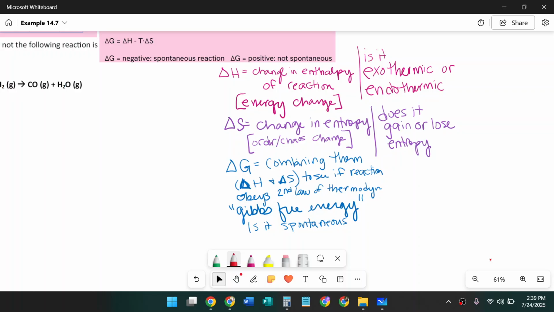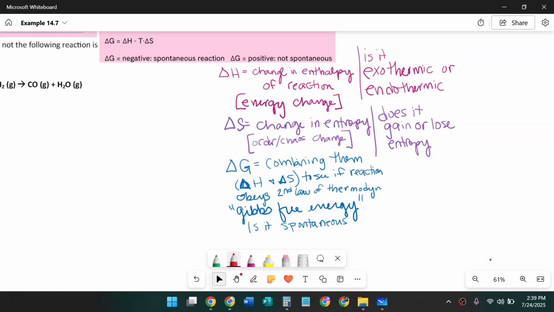And then the delta G, or the change in G, that's our Gibbs free energy that we just learned about, not law. That is combining the change in H and the change in S to help us understand whether or not this obeys the second law of thermodynamics. What it's finding out is, is it spontaneous? If it is negative, then the reaction is spontaneous. And if it is not negative, or it's positive, the reaction is not spontaneous.